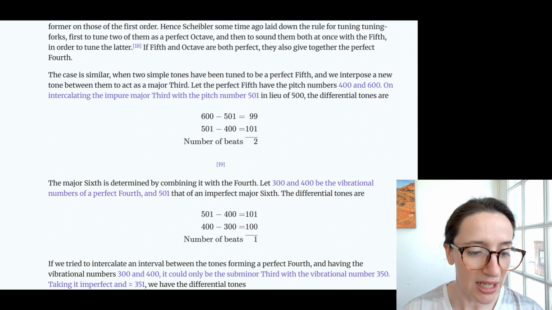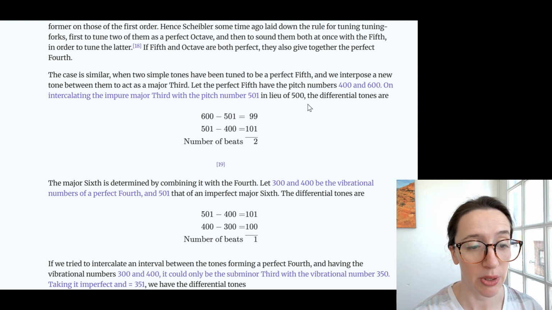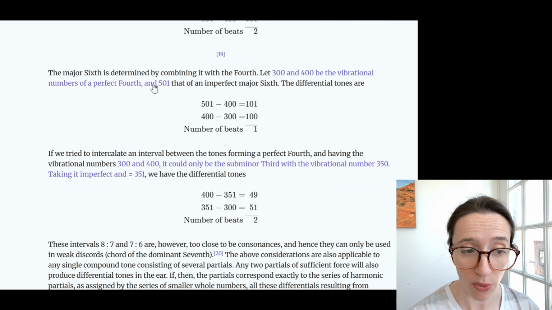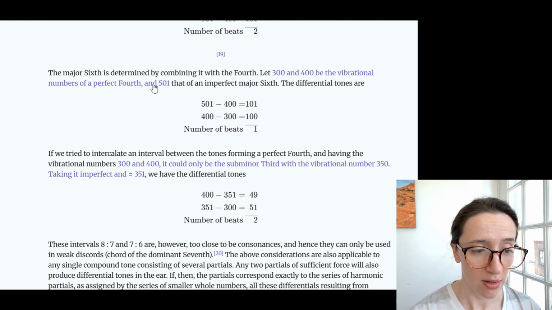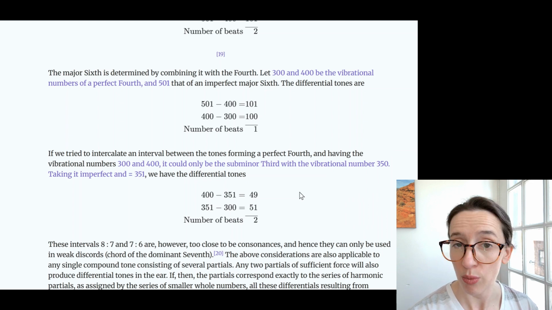We have an in-tune 5th, 400 and 600, and we're putting an out-of-tune third between them at 501. Our 2 differential tones are going to give us 2 beats. We can tune a 6th with a 4th, and we can also tune a sub-minor third with a 4th.